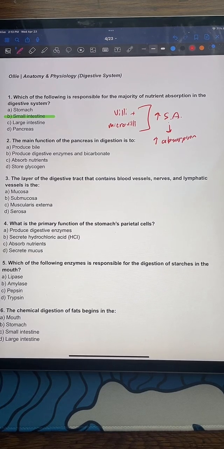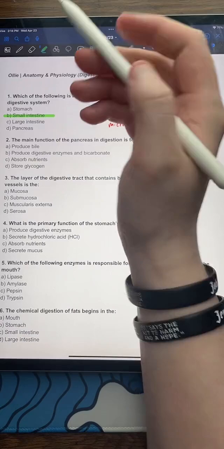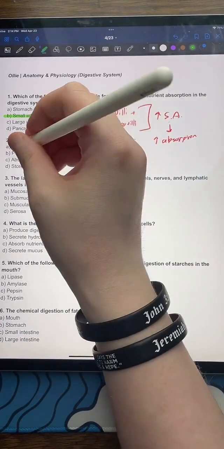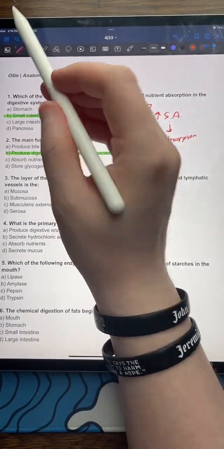We will cover what bile is in just a moment. But the main function of the pancreas is to produce digestive enzymes and bicarbonate.